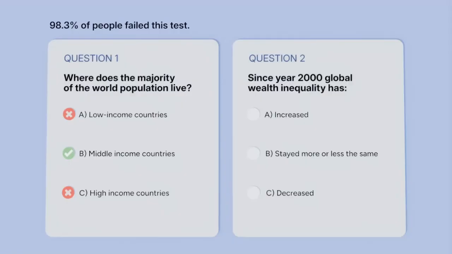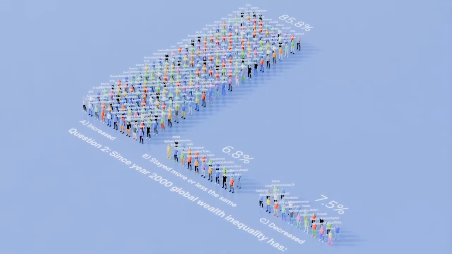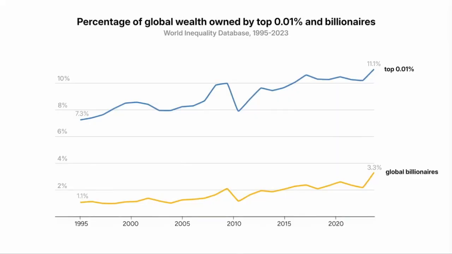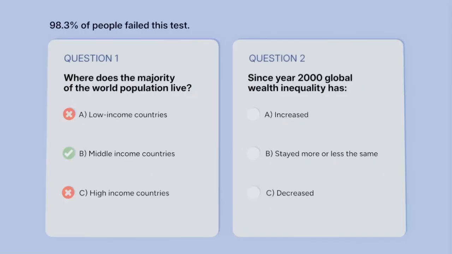Has global inequality gone up since 2000? Most of my audience said yes, and that makes sense. We've seen the rise of billionaires in the top 0.01% and increasing inequality within countries. But the answer, to my own surprise, is C. Global inequality has actually gone down. But how is that possible?